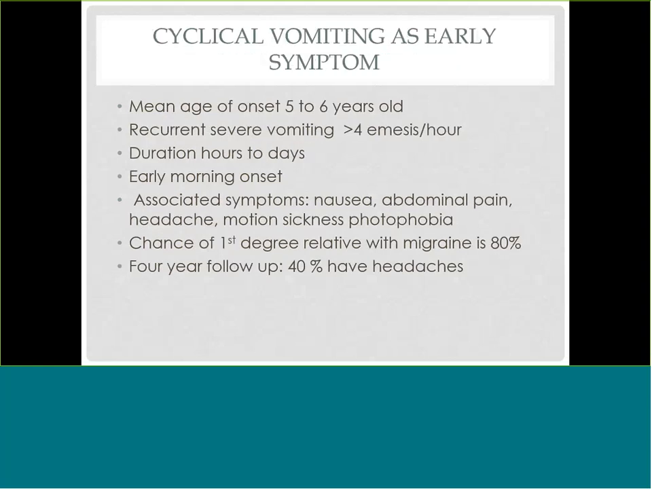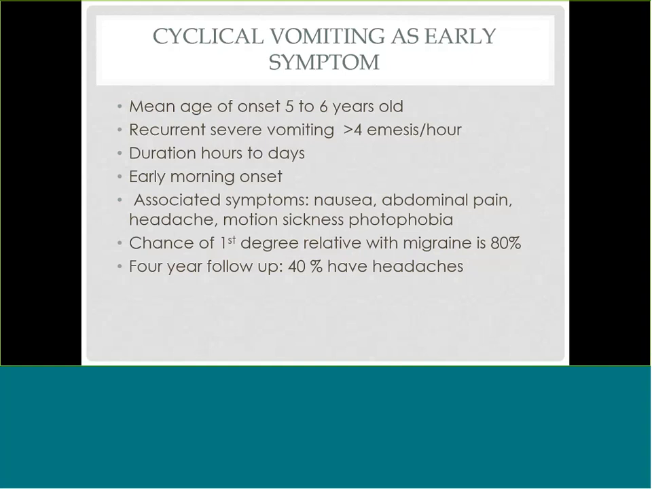So we're going to discuss cyclic vomiting a little bit more. The mean age of this condition is between 5 and 6 years old. Children develop recurrent severe vomiting. They may have 4 episodes of vomiting in an hour. And these attacks may last hours and even days. So children may require multiple visits to the emergency room. What's concerning is that these attacks of vomiting may occur early in the morning and therefore mimic increased intracranial pressure.